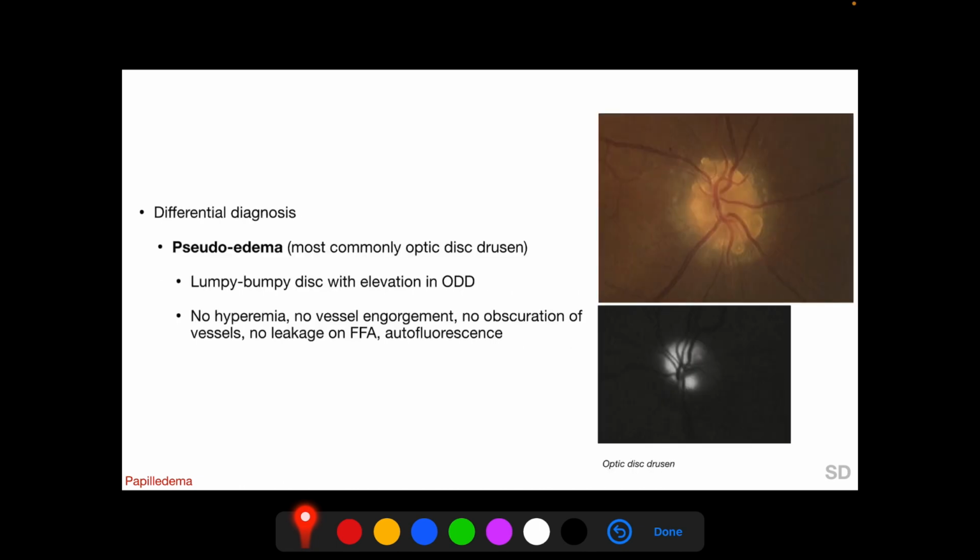Coming to differential diagnosis of papilledema, the first is pseudoedema, and this is very important. Pseudoedema is represented by optic disc drusen, and in optic disc drusen we have a lumpy bumpy disc with elevation. However, in pseudoedema there is no congestion, so no hyperemia and no vessel engorgement. Also there is no obscuration of vessels, there is no leakage of fluorescence, and there is autofluorescence, that is the optic disc drusen autofluoresce. So we have a lumpy bumpy disc here, but the vessels are not obscured at the margin of the optic nerve head, and this shows autofluorescence of optic disc drusen.